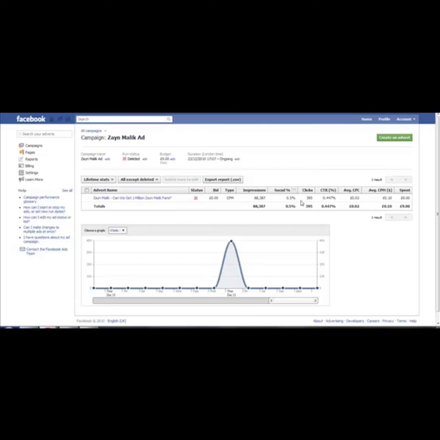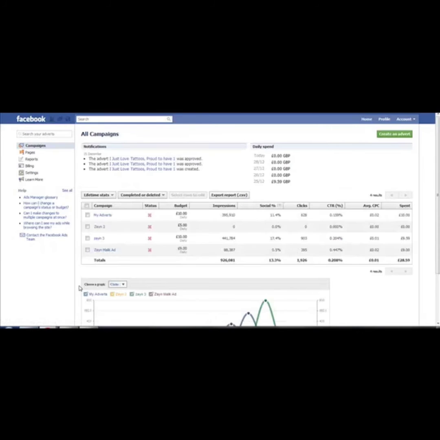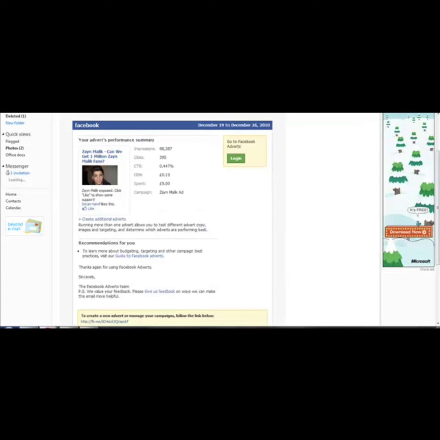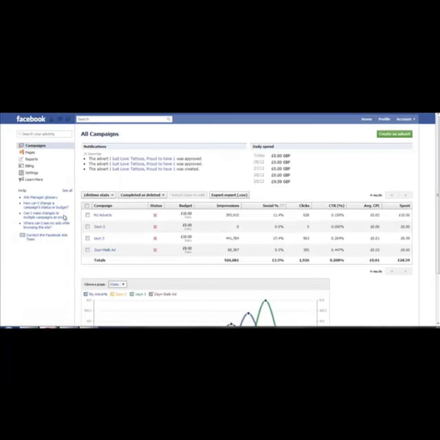For this, it was pretty poor. Again, this was a test. Okay, this was just a test, but I still received 395 clicks and 88,000 impressions, which I believe is pretty good. And also, the image of this advert was this image here, the one which I used. Okay, let's go back. Let's look at the other ad.